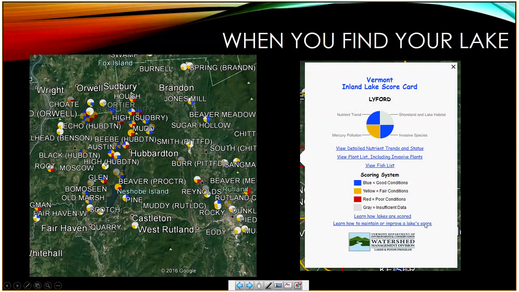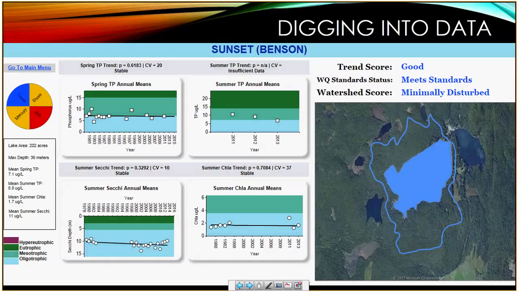And then finally, this last link here, learn how to maintain or improve the lake score, takes you to that checklist that I showed you earlier. We've updated it with all of the new things that we're doing as well. So let's look at that deeper information.